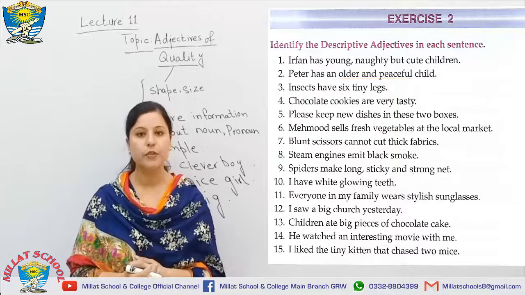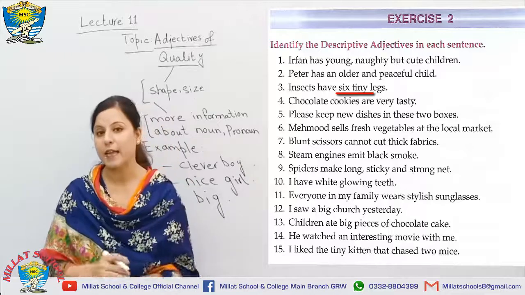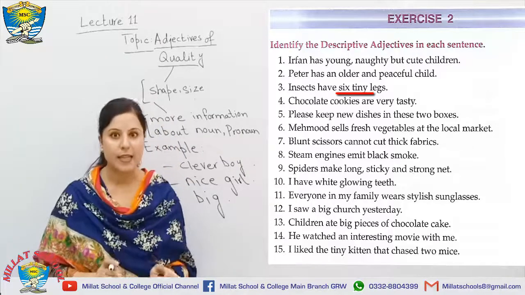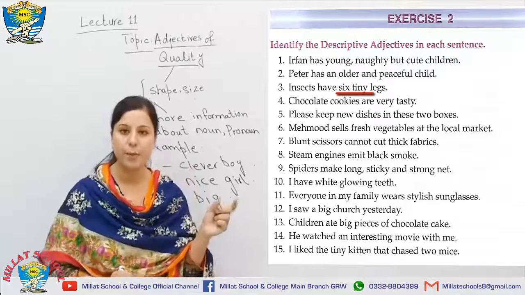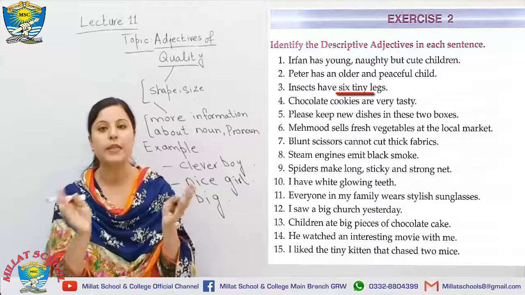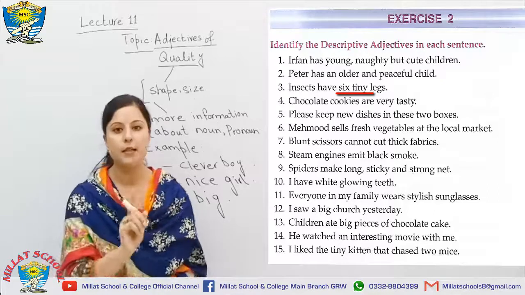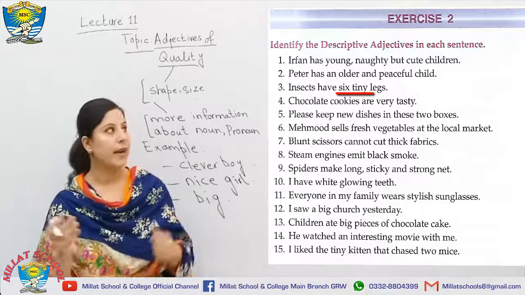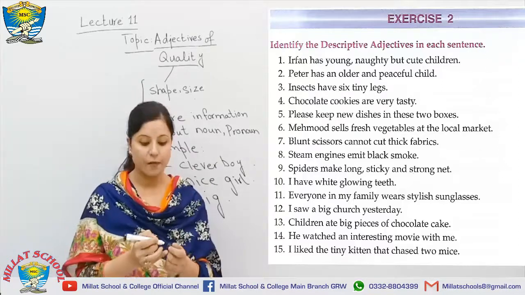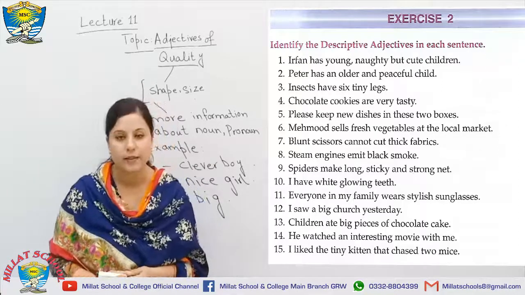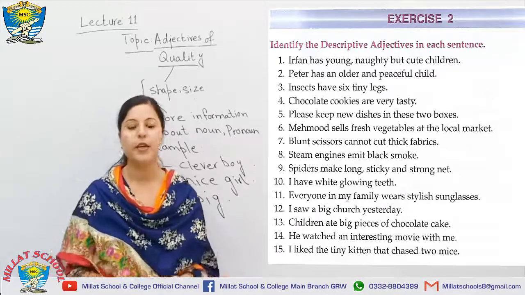The next is number 3. Insects have 6 tiny legs. How many legs are there? 6 and tiny. So 6 is going to be the adjective of number and tiny is the size of the legs. So there are 2 categories for you of the adjectives. Number 1 is the number and number 2 is the size that has been counted in the adjectives of quality. So use your stationery, whether you have a pencil or a pen in your hand or a highlighter, and highlight it or underline it and please write it that what quality is it.